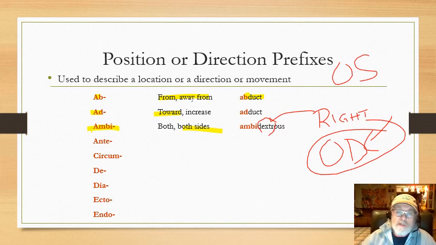So ambidextrous. Ambi means both. Let's get back to what we're supposed to talk about instead of a little worthless bantering. But ambi means both. So if you see ambi, it means both.